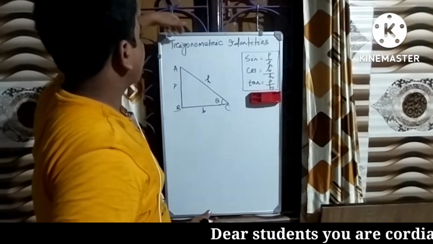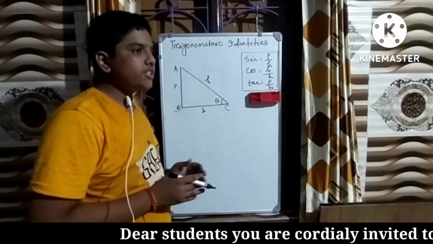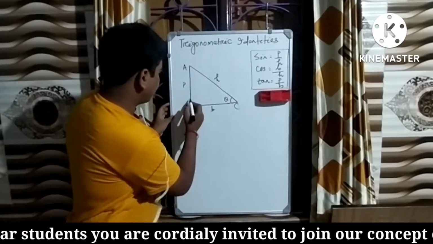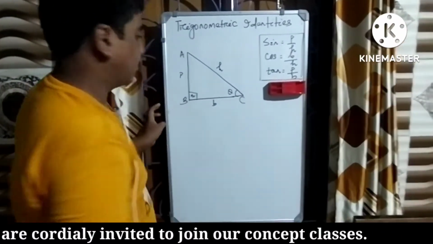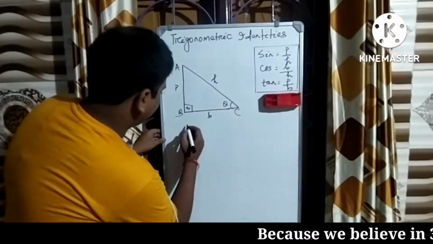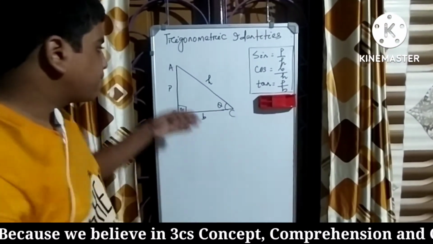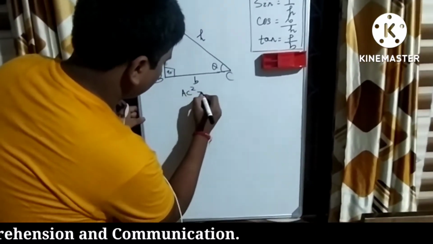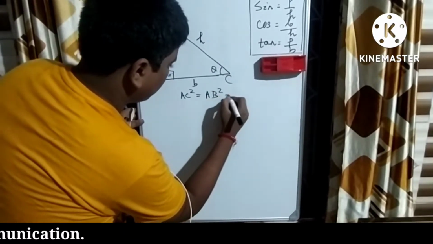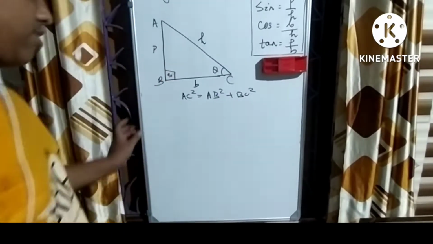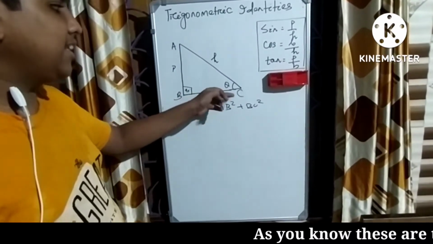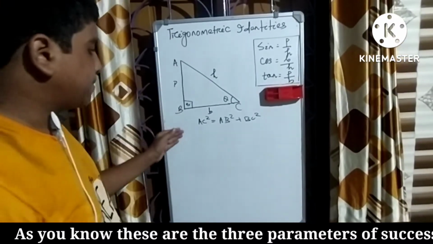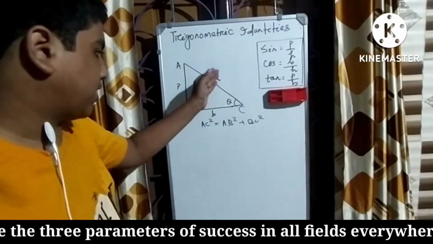Today we are going to discuss trigonometric identities. To discuss this topic, we have taken a right angle triangle which is right angle at B. That means it is 90 degrees. By the Pythagoras theorem, we can write the formula as AC square is equal to AB square plus BC square, and we have taken angle C as theta. For theta, AB is the perpendicular, BC is the base and AC is the hypotenuse.